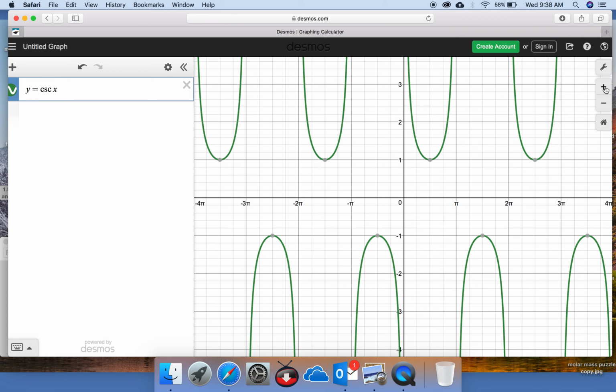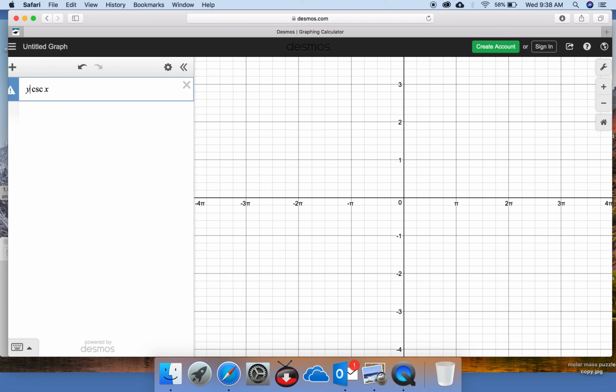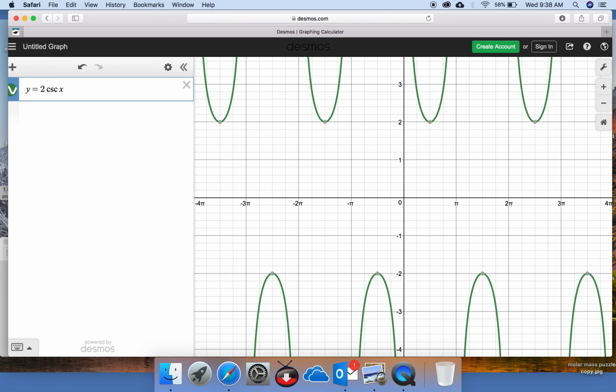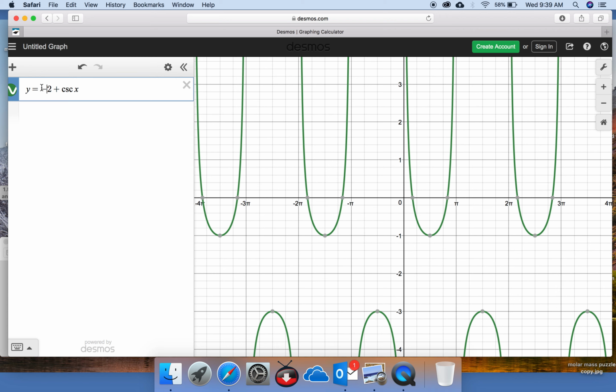And our cosecant function follows, again, all the other same rules and translations. If I want to move it up some units, oh, 7's too many, we can't really see it. If I want to move up 2 units, I add 2. If I add a negative 2, I shift the whole thing down 2 units. Look at the line that's in the middle now. It's y equals negative 2. I go up 1 unit to my first point, down 1 unit to my next point.